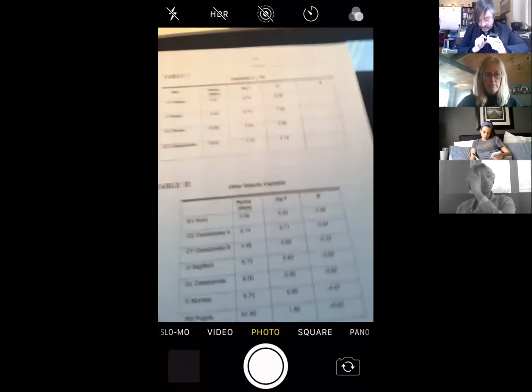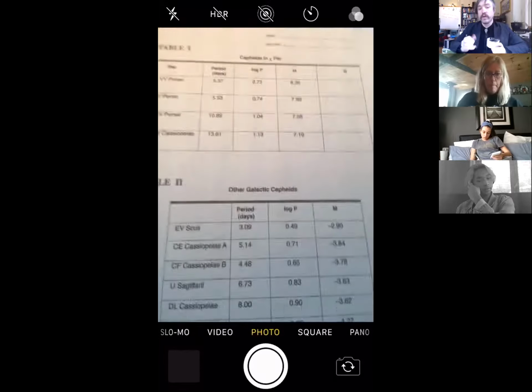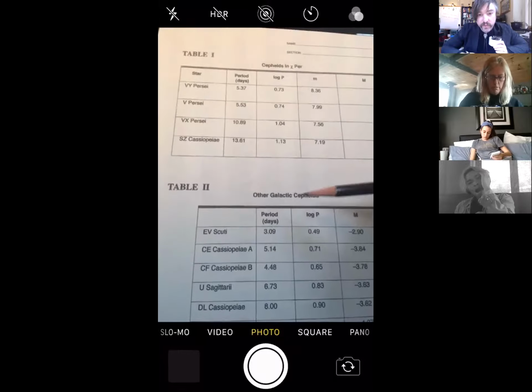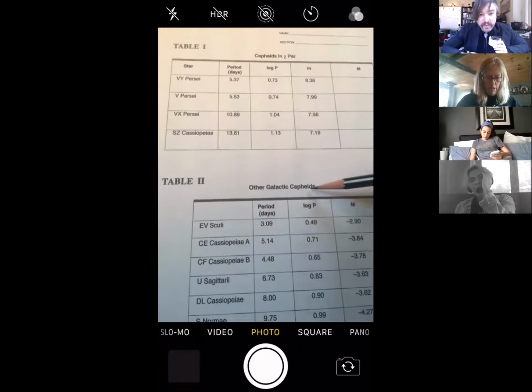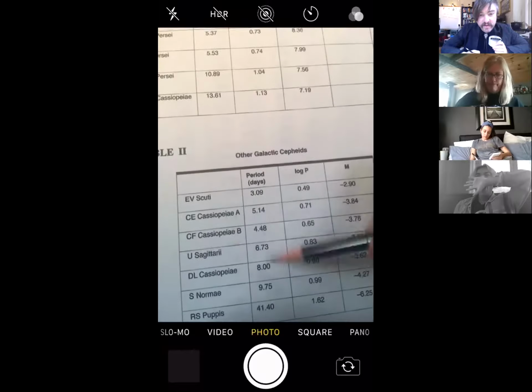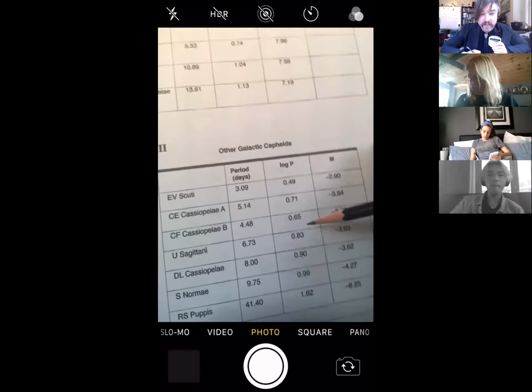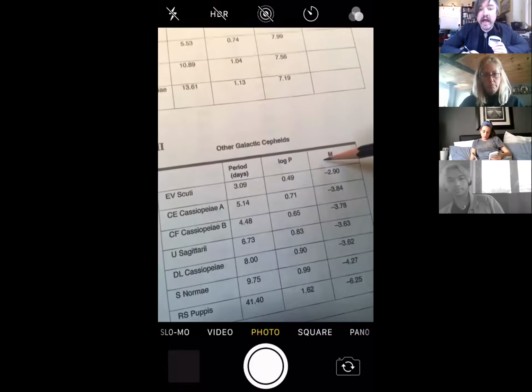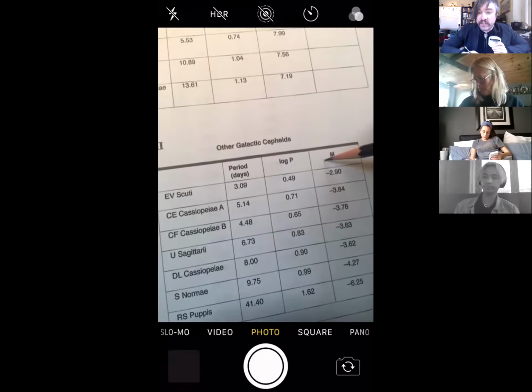Let's talk about this first page, 16-3. We have two groups of Cepheid variables. We have some Cepheid variables from some different galaxies. We know their period. We know the log of their period. And we know their absolute magnitude, which is kind of like the luminosity.